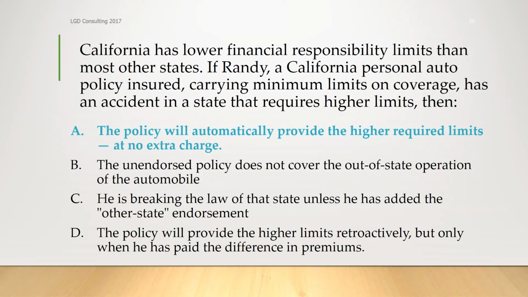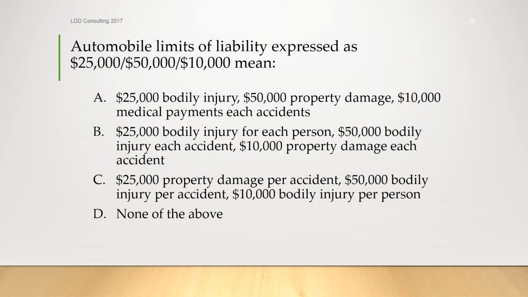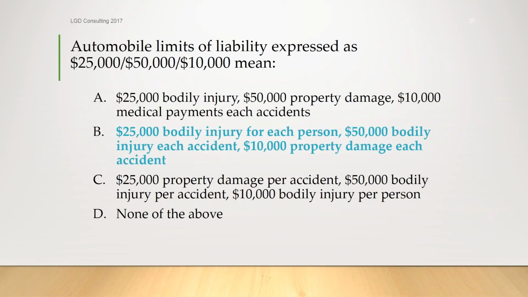Okay, so automobile limits of liability expressed as 25, 50, and 10 mean what? We just covered this. 25,000 is bodily injury for each person. 50,000 is bodily injury for all people in that accident. And then the third number, 10,000, is for property damage, to their car. Remember, it's their car. Liability is to the other people. So be aware of that. You've got to know what these numbers mean. They may change the numbers, but what the numbers mean doesn't. So make sure you get that down.